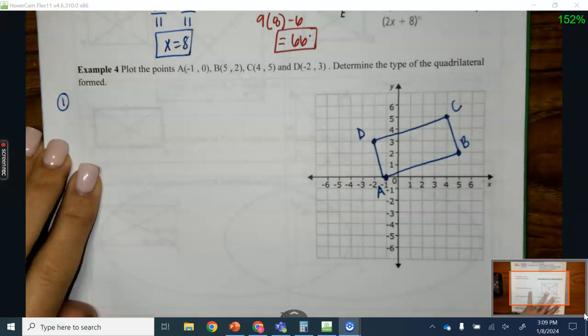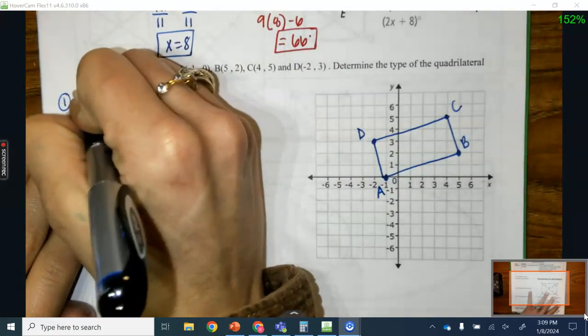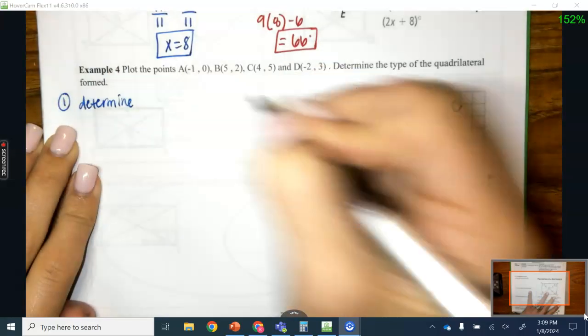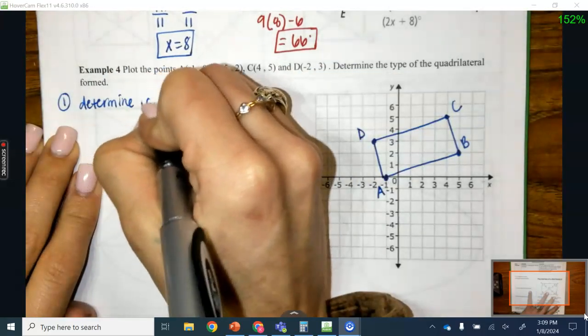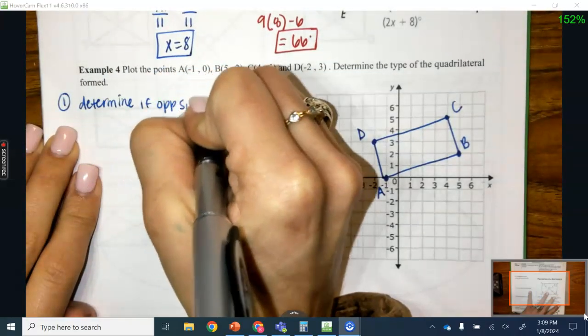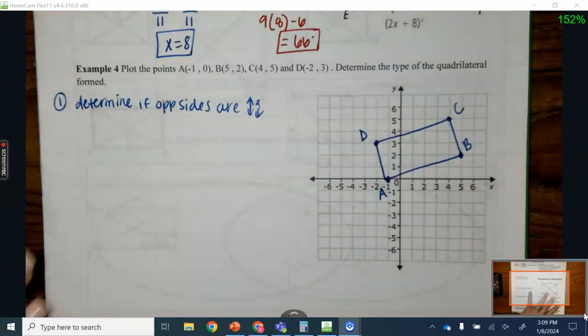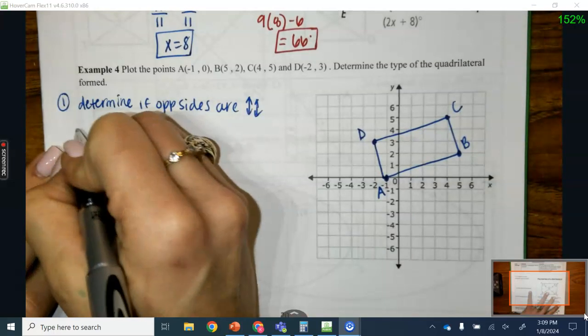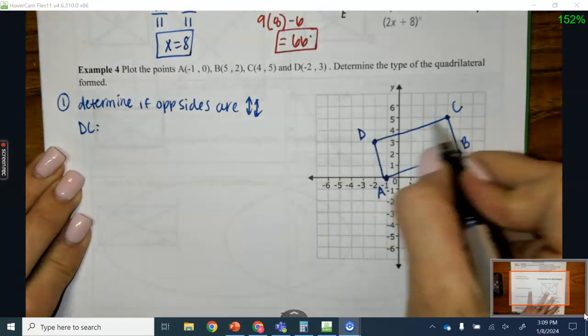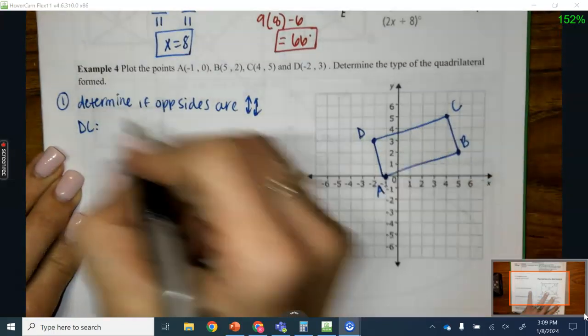first, is it a parallelogram, right? So I need to determine if our opposite sides are parallel. And how I do that is using my slopes. Okay, so let's just take DC, this side right here. It is opposite to AB.